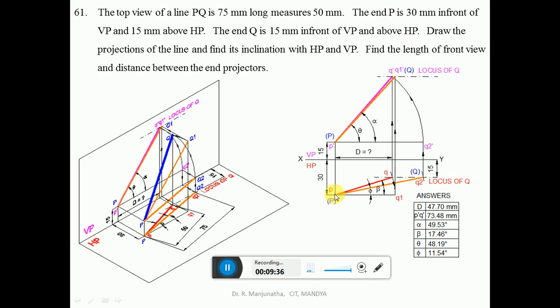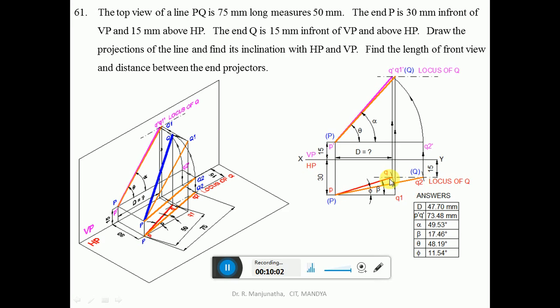With P as center, by using the compass, measure a distance of 50 mm and cut an arc on this, so that you get the top view point, small q, and then join P and Q with a dark line. Similarly, by using the compass, measure a distance of 75 mm. With P as center, cut an arc on this locus of Q, so that you get this Q2, which is 75 mm long. So you mark this.